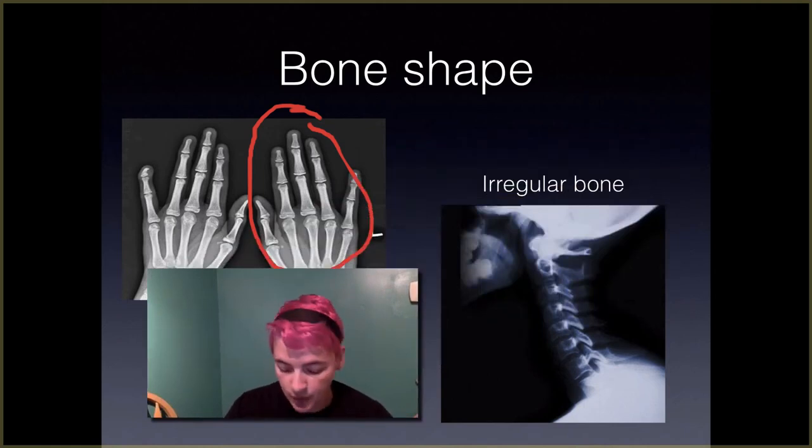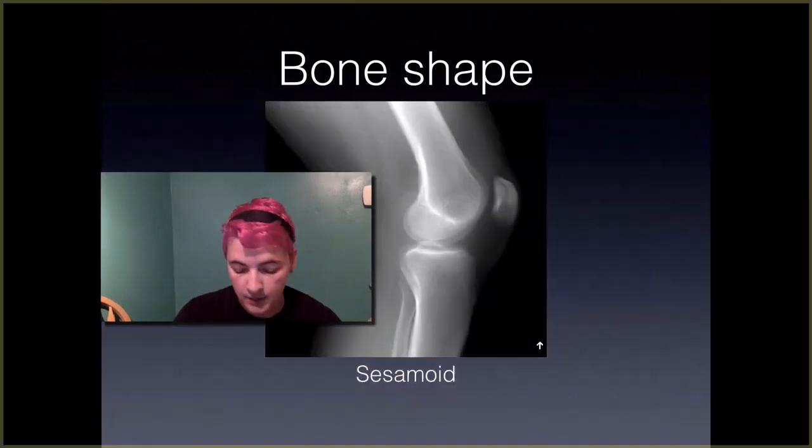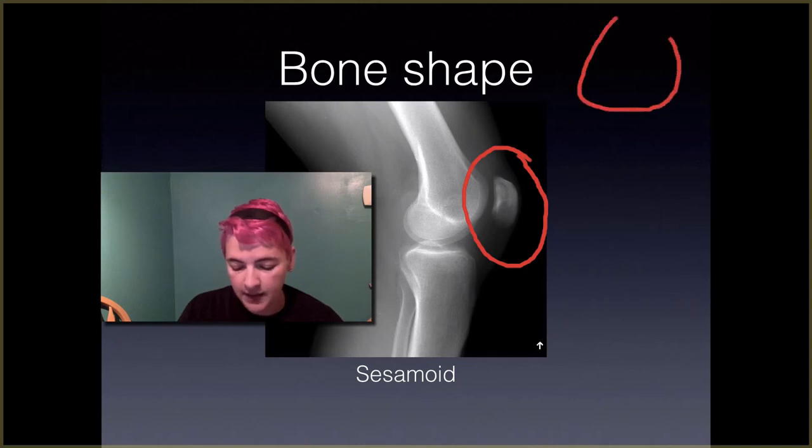Irregular bones would be vertebrae, and a sesamoid bone would be something like your patella. Your patella is your kneecap. It is called a sesamoid bone because it looks like a gigantic sesame seed. If you look at it kind of face on, it has a sesame seed shape to it.